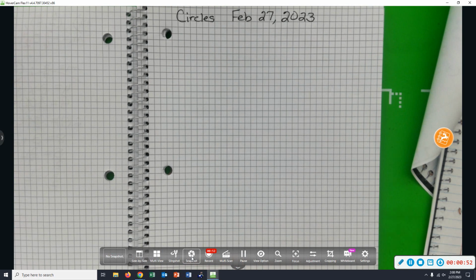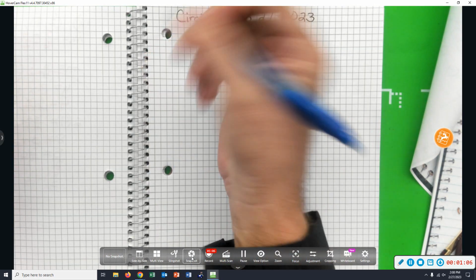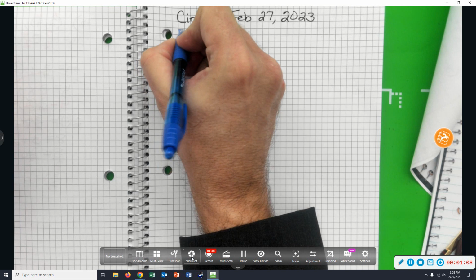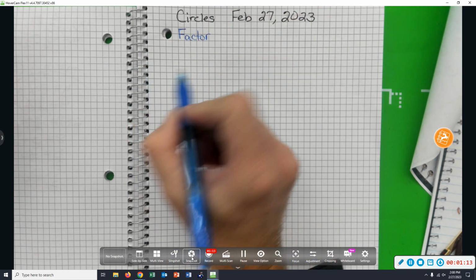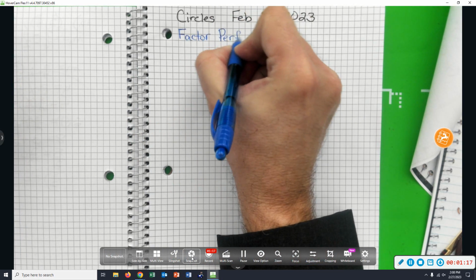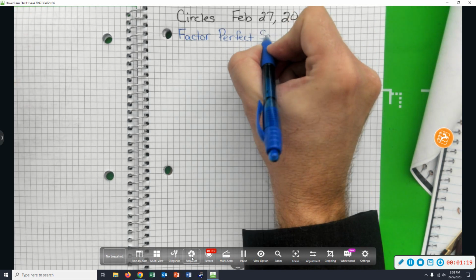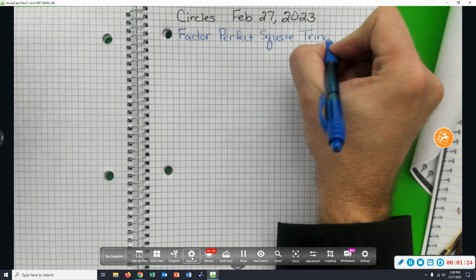I'm going to try something slightly different. Before I immediately start graphing circles, I want to review a little bit of factoring, okay? So just bear with me. Let's factor something called perfect square trinomials.